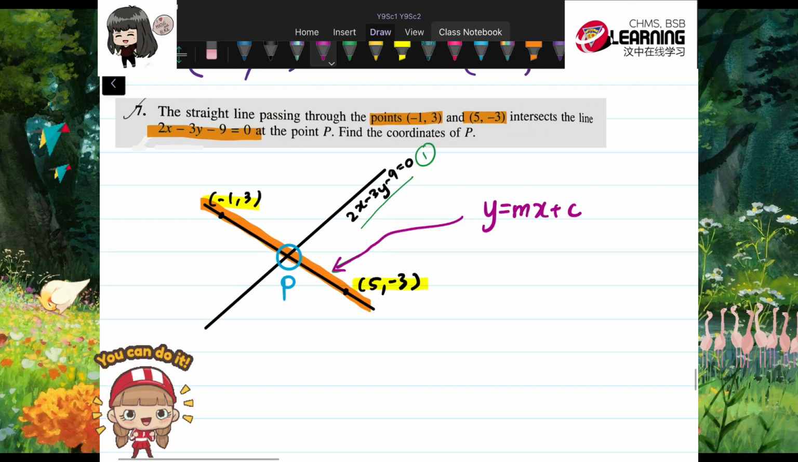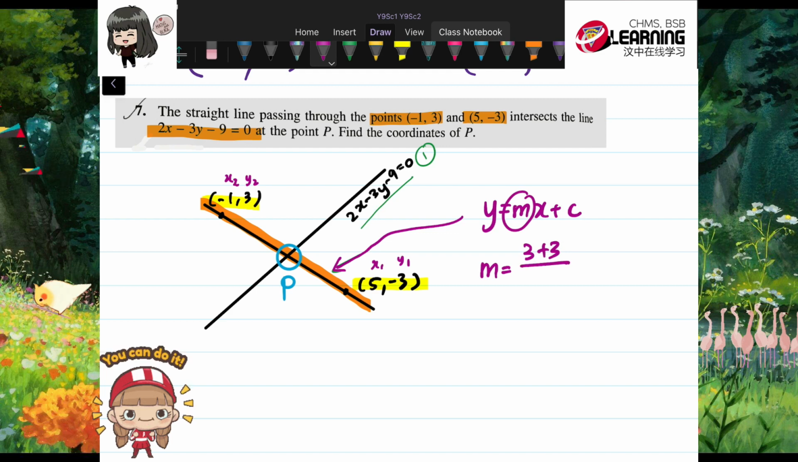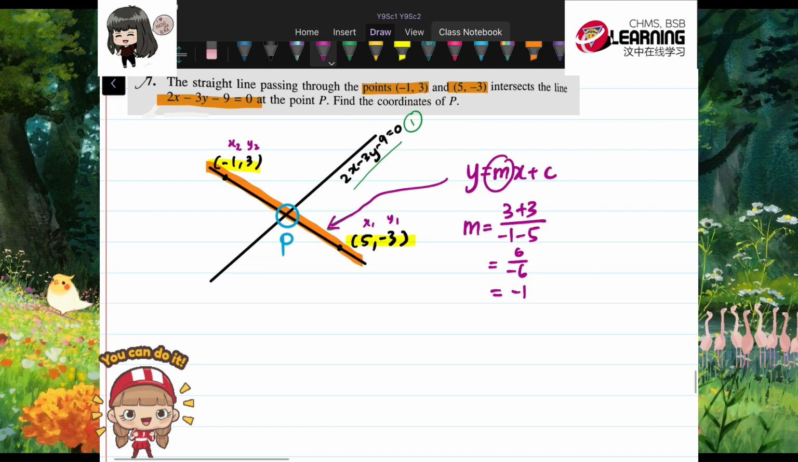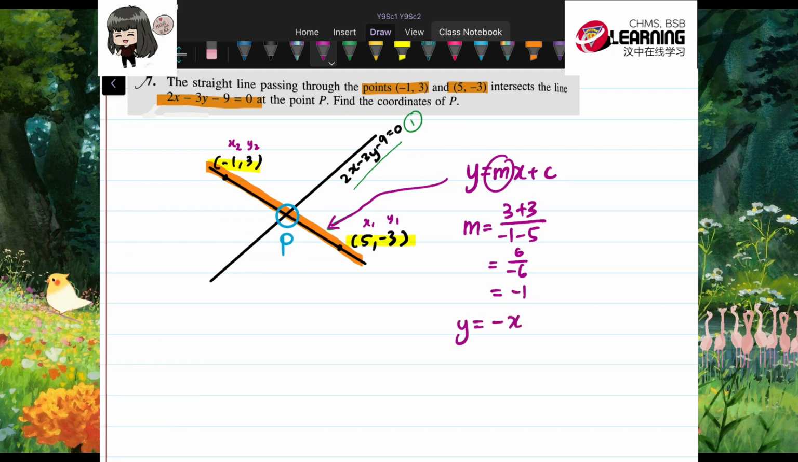We find our gradient first. The gradient is y2 minus y1 over x2 minus x1. I make this my y2, x2, x1, y1. 3 minus negative 3 becomes plus, and negative 1 minus 5. So I get 6 over negative 6, which is negative 1. My gradient is negative 1, so y equals negative x plus c. It's supposed to be negative 1x, but I don't write negative 1, I write negative x only. Next we want to find c.